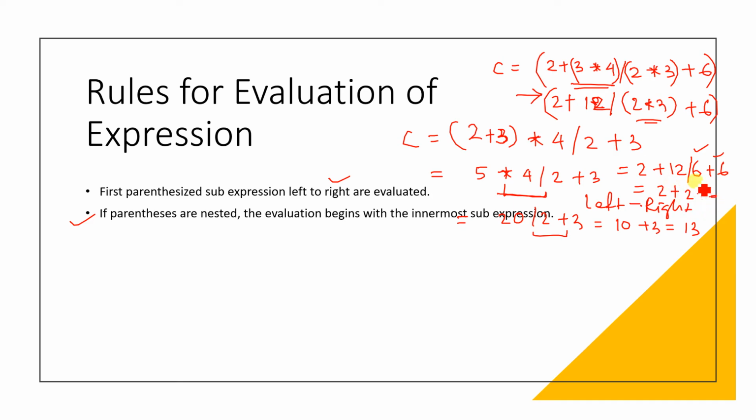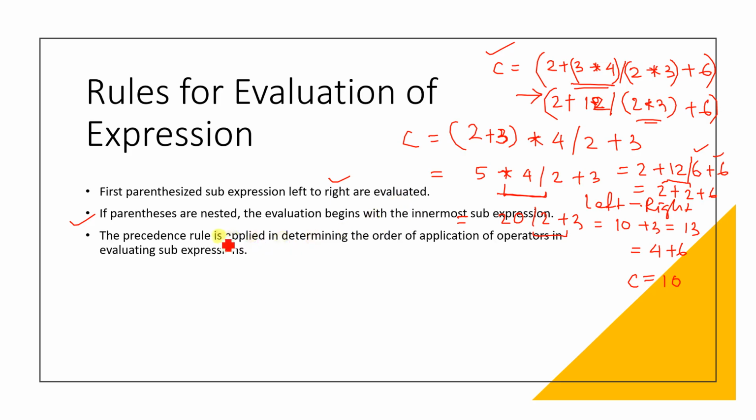After that, plus operator has same precedence. So according to the associativity rule, it should be executed from left to right. So what you will get? First, this operation will be performed, 2 plus 2, that means 4 plus 6. Then finally, you will get a 10 for this particular expression. So C value becomes 10.